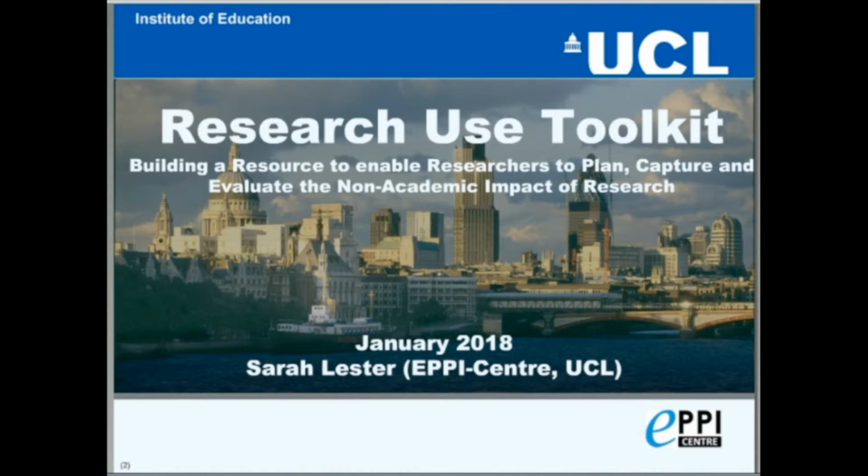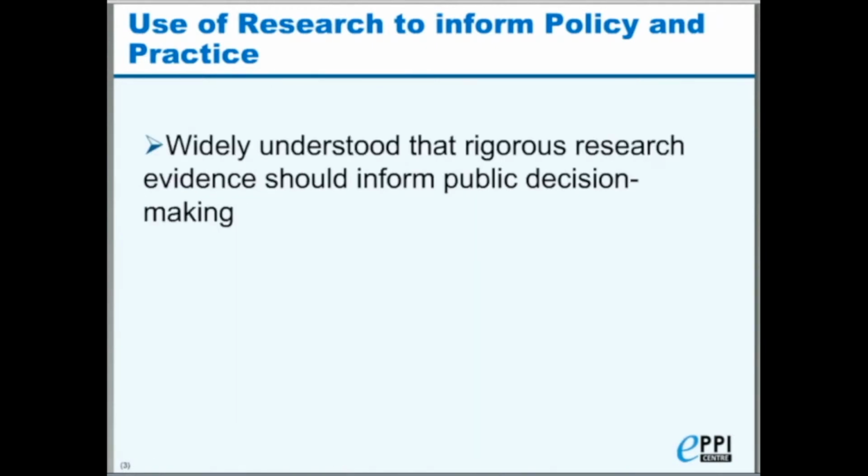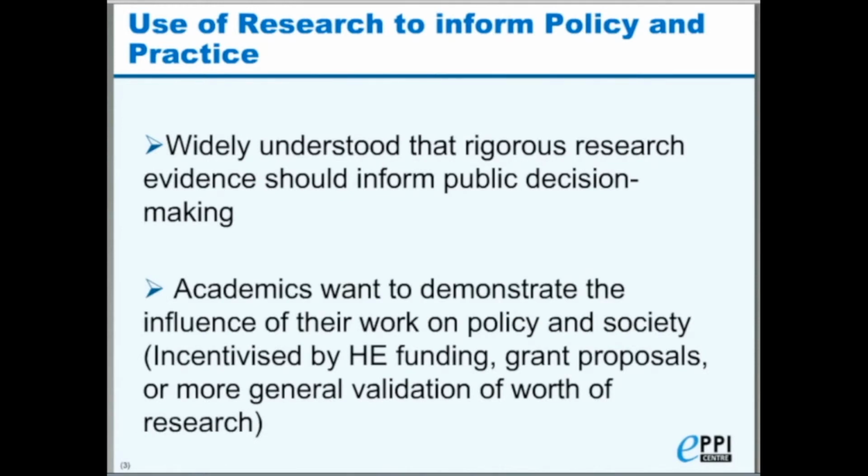So looking at the broader picture of the role of research in policy and practice, it's hardly a controversial claim to say that public decision-making should be informed by rigorous research evidence. This is a given. Looking at the other side of this relationship, it's also true to say academics want to demonstrate the influence of their work on policy and society, that they want to show the effect their research has in the real world. And this has perhaps become more readily apparent in the last few years as higher education assessment and funding has placed new emphasis on the reach of research beyond academia.